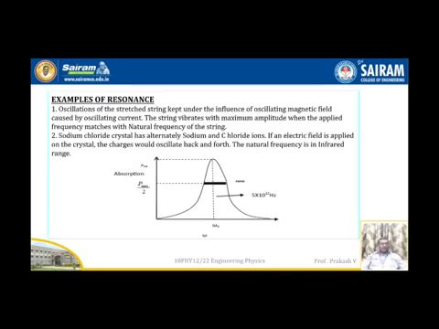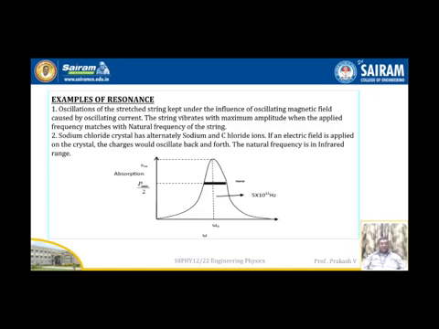Next, I will explain the different examples of resonance. The first one is oscillations of the stretched string kept under the influence of oscillating magnetic field caused by oscillating current. The string vibrates with maximum amplitude when the applied frequency matches with the natural frequency of the string.